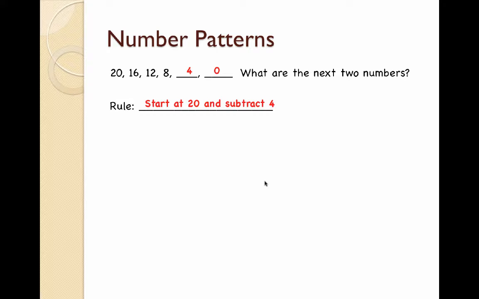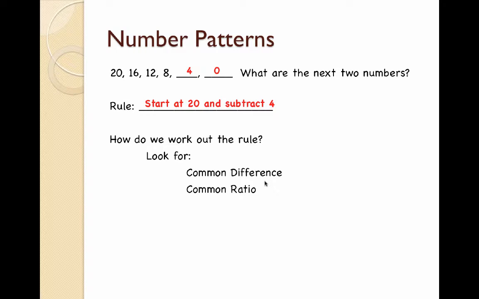We don't say we're going down by 4. We want to use an operation like subtract or multiply, divide, times, or add. So how do we work the rule out? Well, we can look for certain things like a common difference. In this case, the common difference was minusing 4.